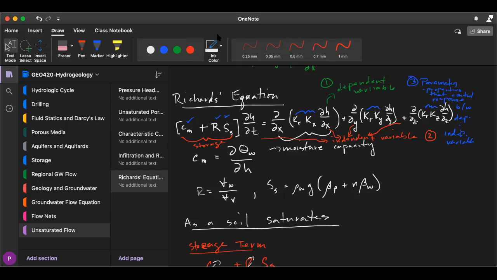What I want you guys to be able to do is see the groundwater equation, the saturated flow equation, and Richards equation, and tell the difference between the two. That's my learning objective for the class, for you guys to be able to start reading these PDEs and at least understand what kind of system they're describing.